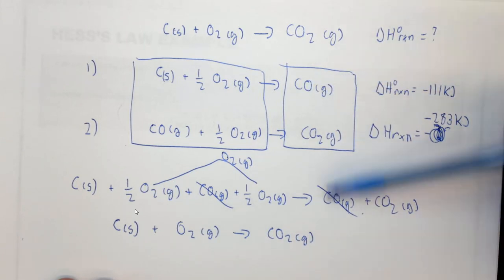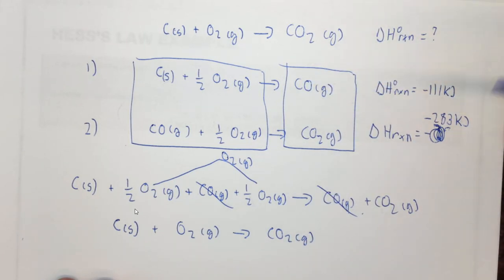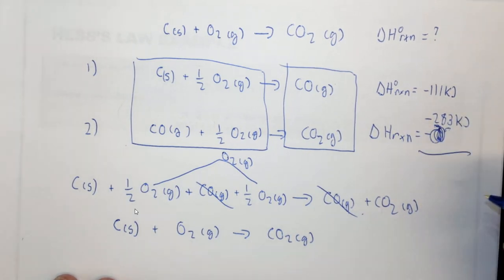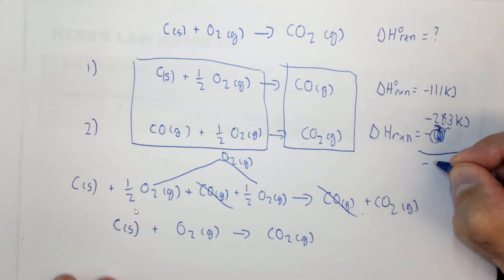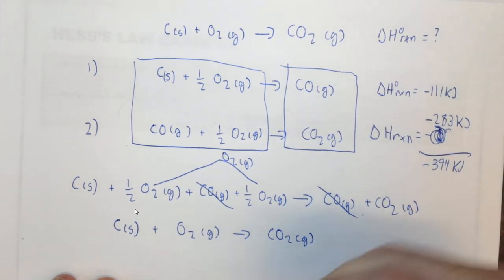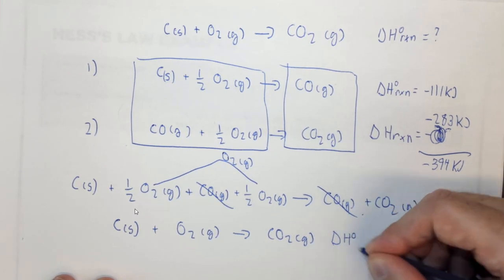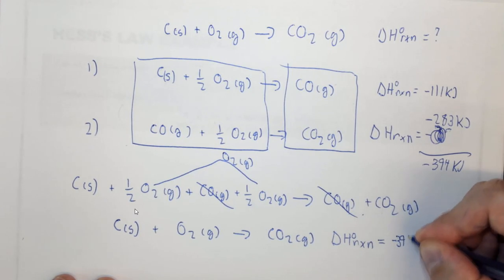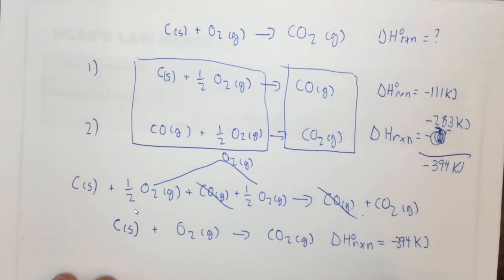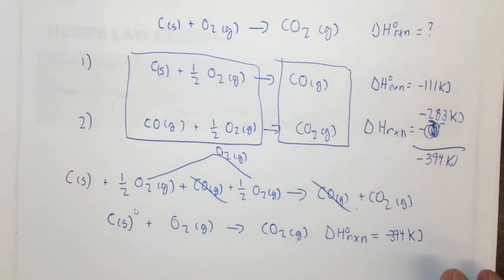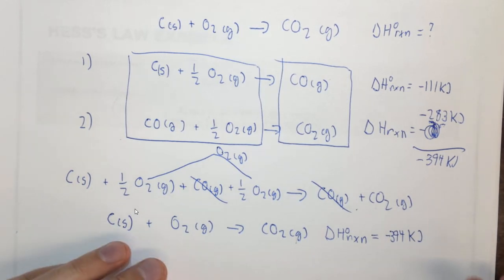Now if I add the reactions, I also add the enthalpies. So I take the minus 111 kilojoules and I add it to the minus 283 kilojoules and I get minus 394 kilojoules, which means the delta H of this overall reaction is equal to minus 394 kilojoules. And again, the enthalpies of reactions are for the reactions as written. 1 carbon, 1 oxygen, and 1 CO2 in this example. 1 mole of, I should say.